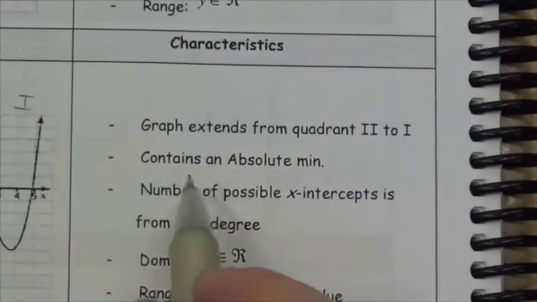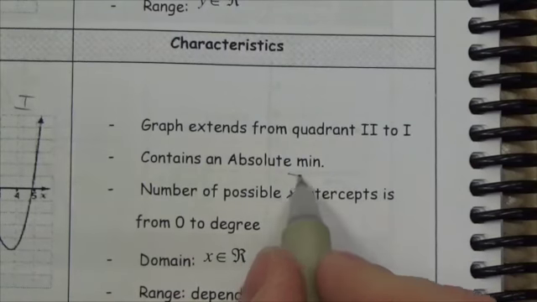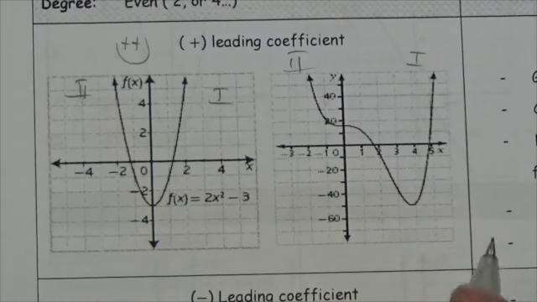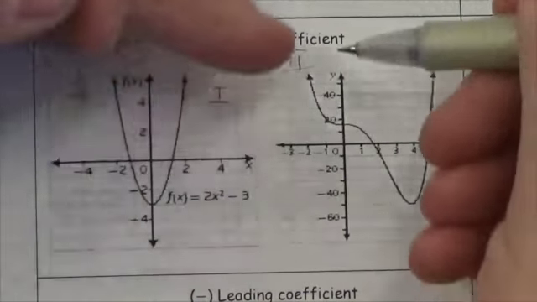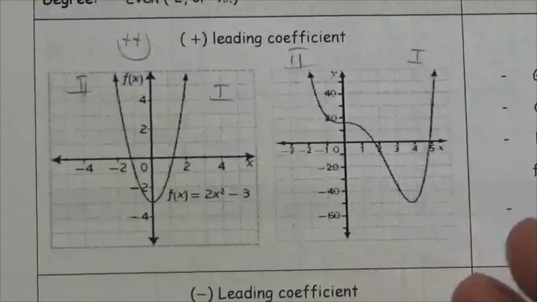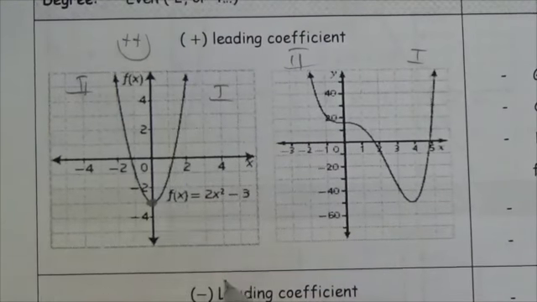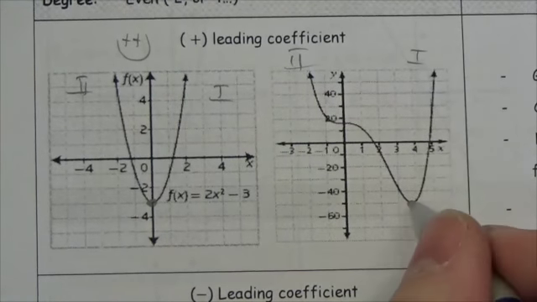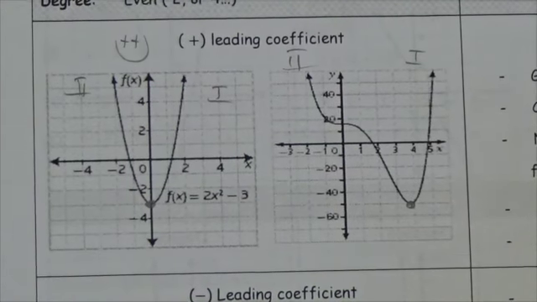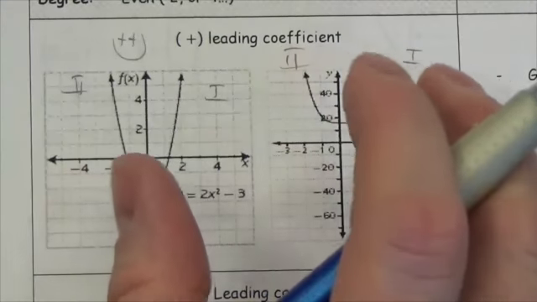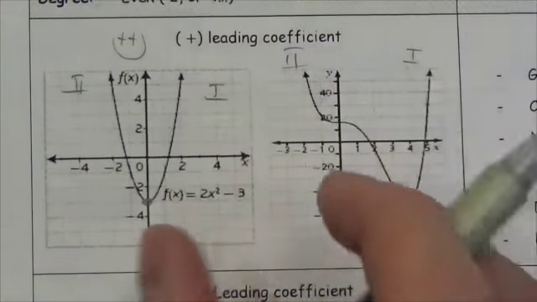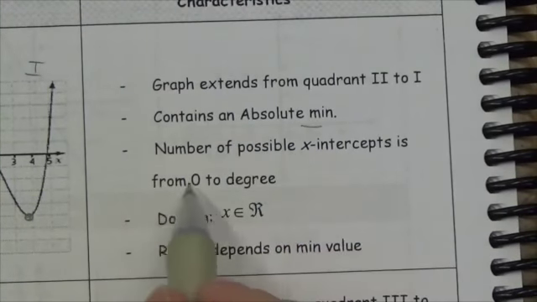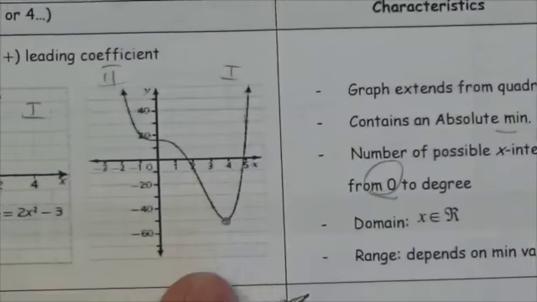We just said that. It contains an absolute min. For each of these graphs here, there is a point on the graph that would be considered the lowest point. Now, bear in mind, this is vertical. The y-axis or the y direction there, that's considered vertical here. So this is considered the lowest point on the graph. That would be the absolute min. That one there is the absolute min. Every time you've got a positive, even degree function, you are going to have a point like that show up. The number of possible x-intercepts is, this time, from 0 up to the degree.